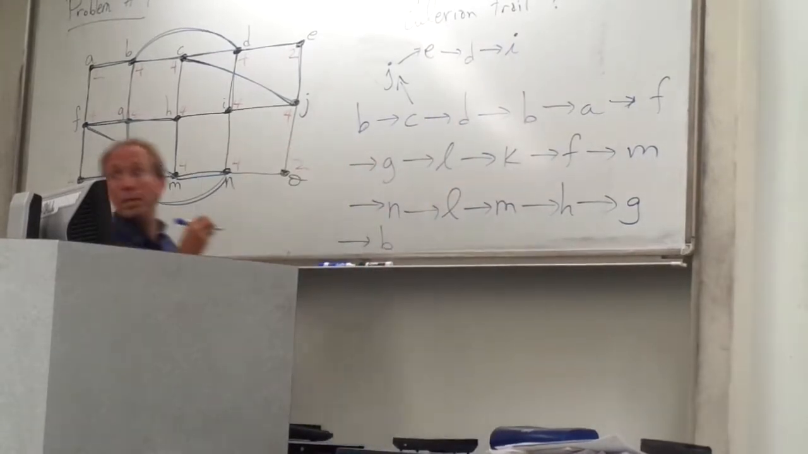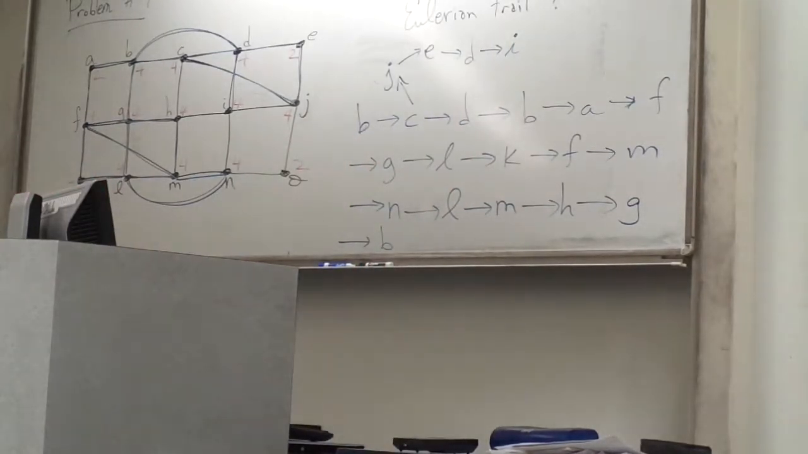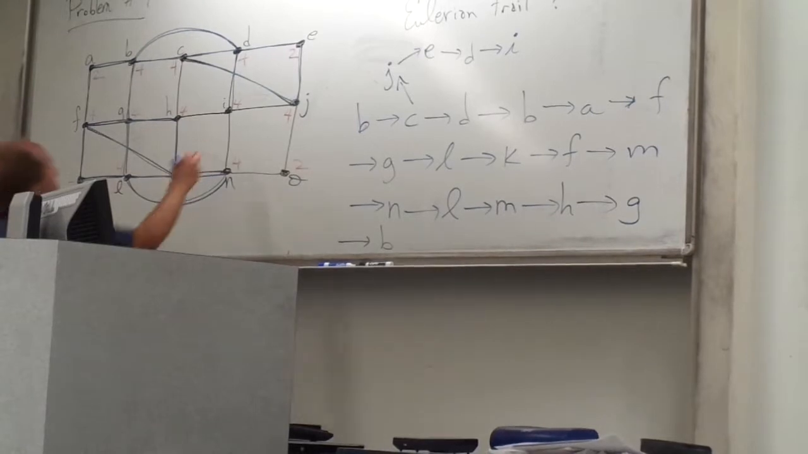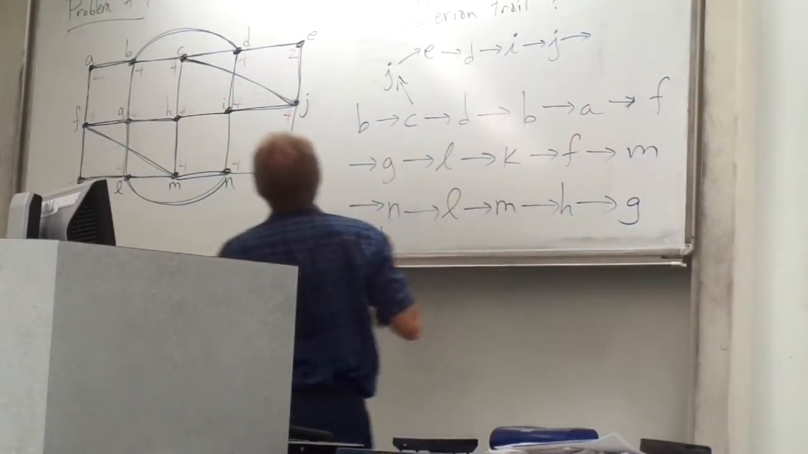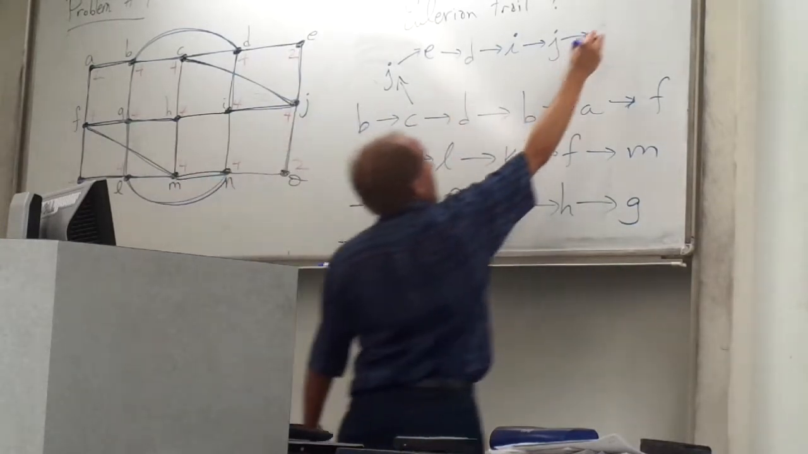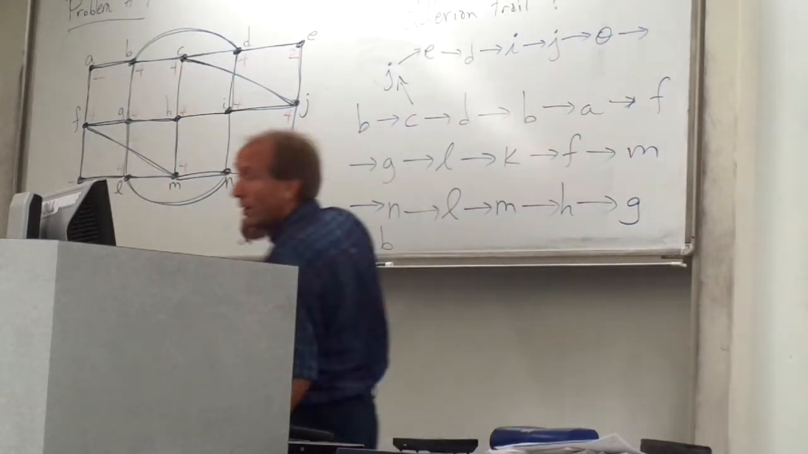And then, who's next over there? Nicole, from vertex I, where do you want to go? Okay. Over to J, sounds good. Jason, from J, where do you want to go? O is fine. Rocky, from O, where do you want to go? N.